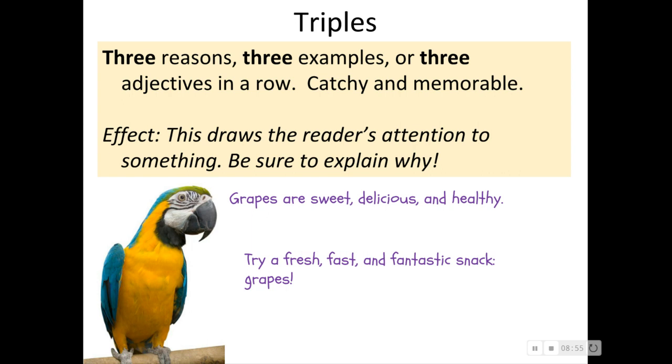Triplets. These are 3 reasons, 3 examples, 3 adjectives in a row. Anytime you've got 3 of something, it's catchy, it's memorable, and it draws the reader's attention to something. Be sure that you explain why.